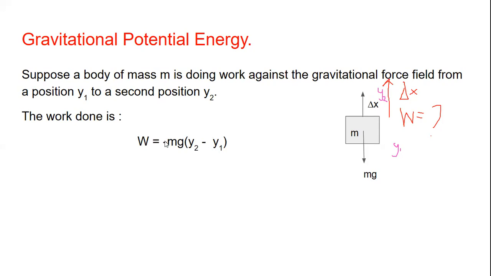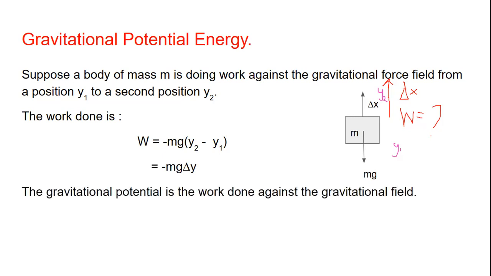The minus sign comes from the fact that the weight and the displacement are both in opposite directions. So theta is equal to 180 degrees. And so negative work is being done, which can also be written as minus mg delta y. And we find that the gravitational potential energy is the work done against the gravitational field.